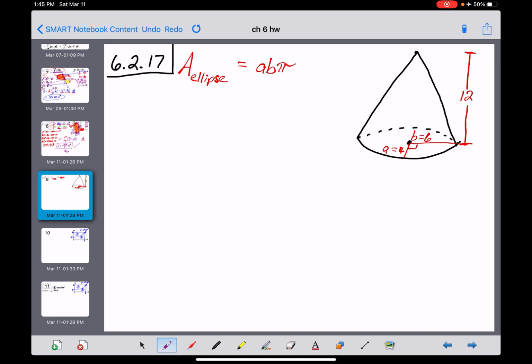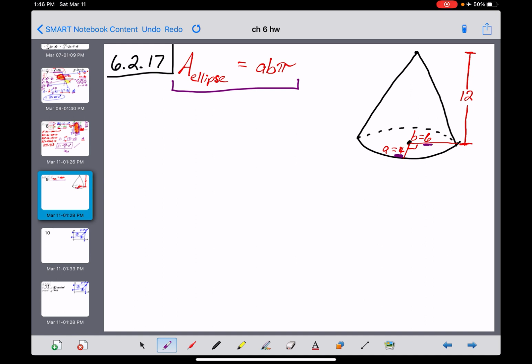And they told you here that one of those pieces, this is called the semi-minor axis, is 4, and the other piece, called the semi-major axis, is 6. And they were nice enough to give you this formula right here, guys. The area of an ellipse is AB pi.